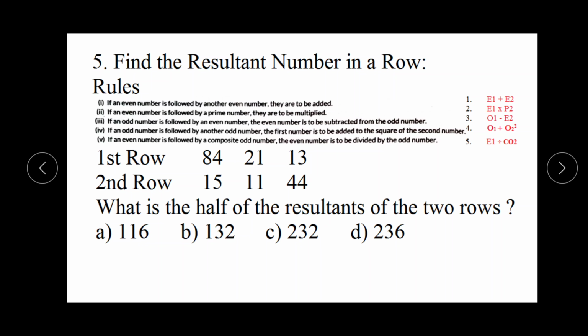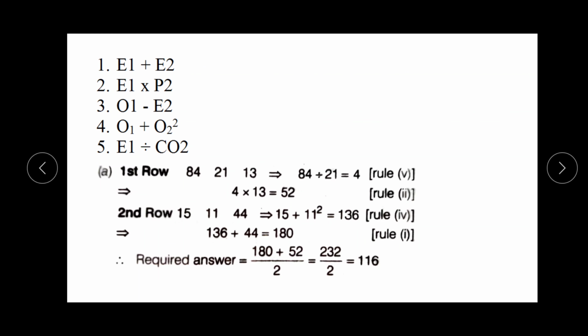It means we have got the resultants of these two rows. The resultant of the first row, that was 52, and resultant of the second row, that was 180. Then what is the half of the resultants? How can we find out the half of the resultant? Firstly, we will add the resultant 1 and resultant 2.